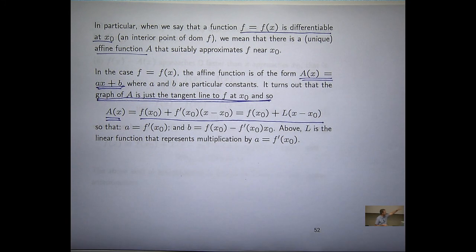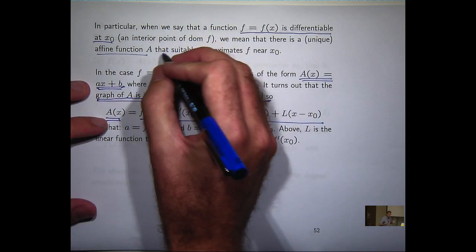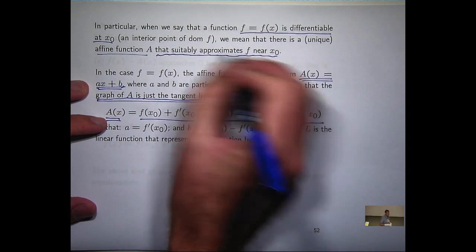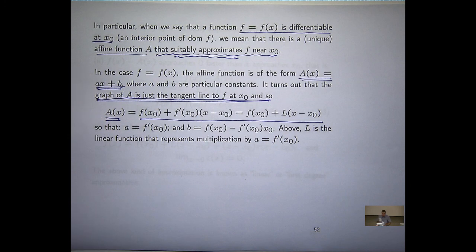All right, so the question is, what do we mean when we say this affine function suitably approximates f near the point of interest? That's a bit loose. What do we mean by suitably approximates? I'm glad you asked. Let's discuss that for a bit.